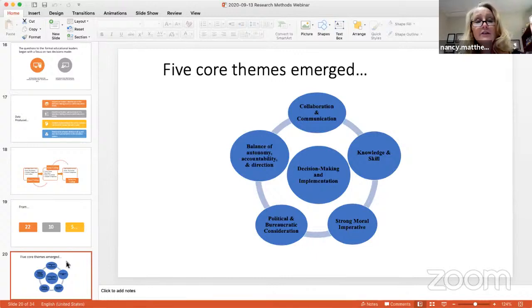So you can see here that 5 core themes emerged: collaboration and communication, knowledge and skill, strong moral imperative, political and bureaucratic consideration, and balance of autonomy, accountability, and direction. So a grounded theory was produced.